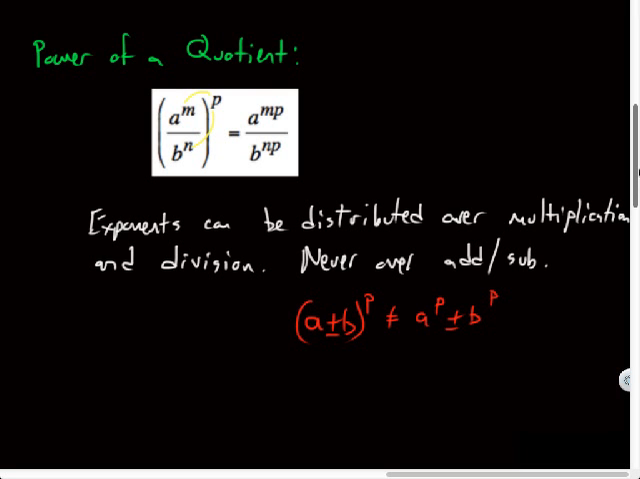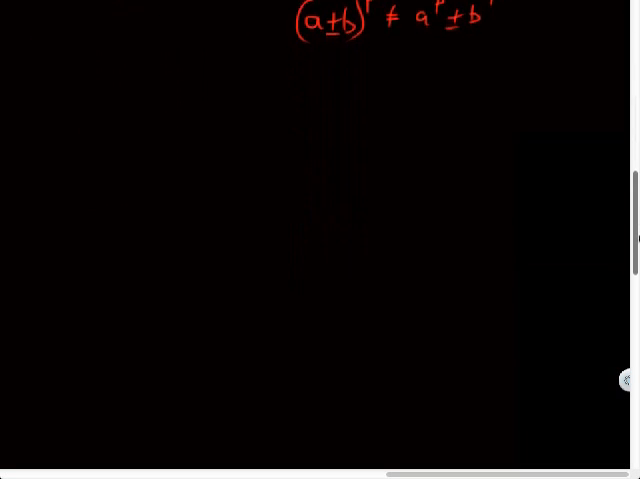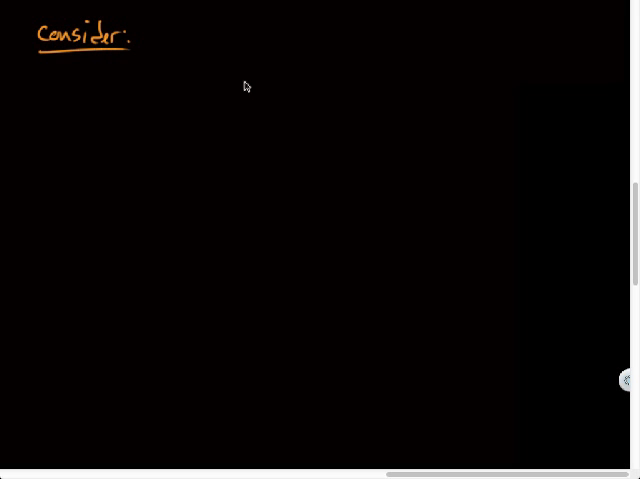Now, let's consider one more thing. One more property, and this one's a little bit weirder. Consider the following. What if I have x squared divided by x to the, let's just do third, keep it simple. Using our quotient of powers property, you want to do 2 minus 3. Yeah, that'd be x to the 2 minus 3. So that's the same as x to the what? Negative 1.